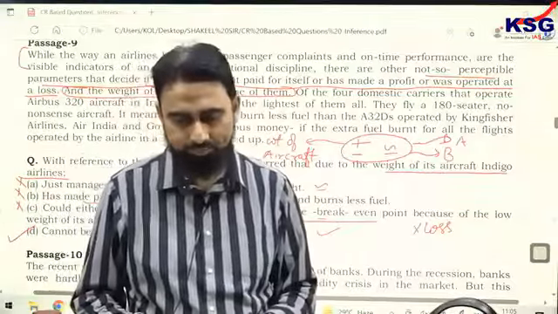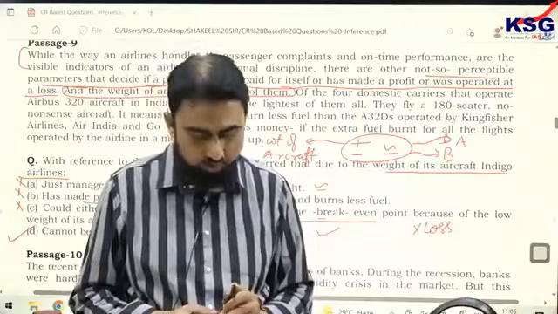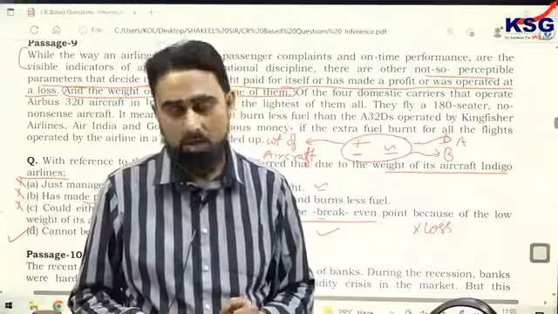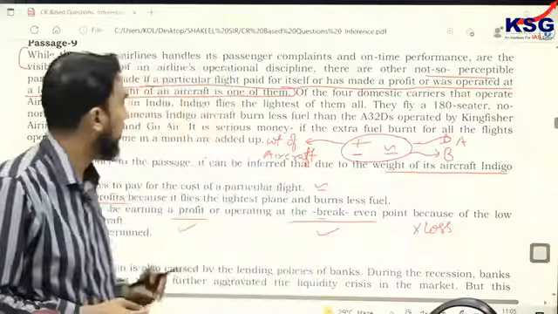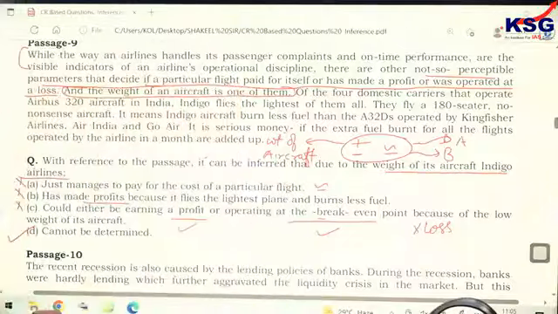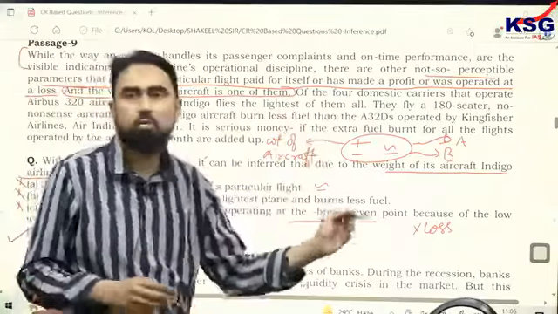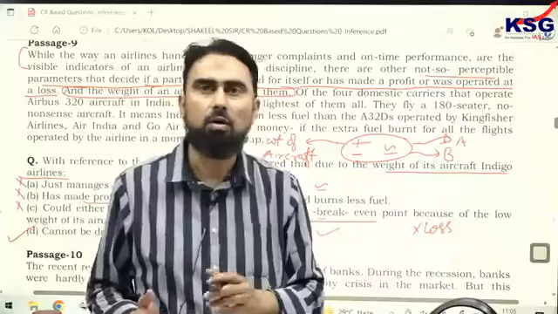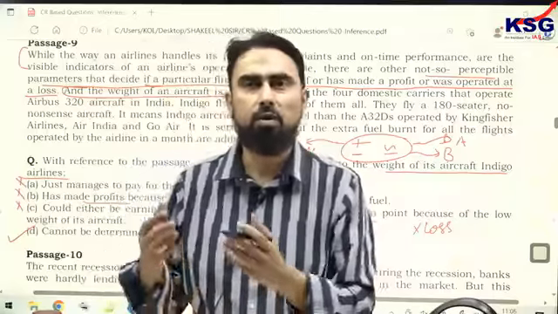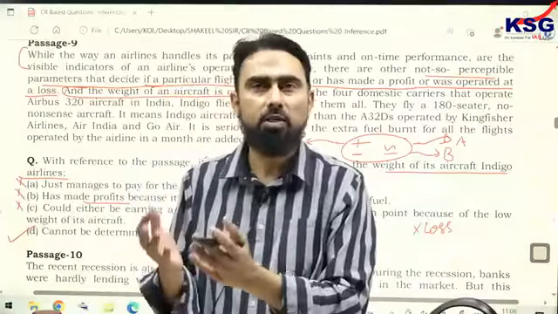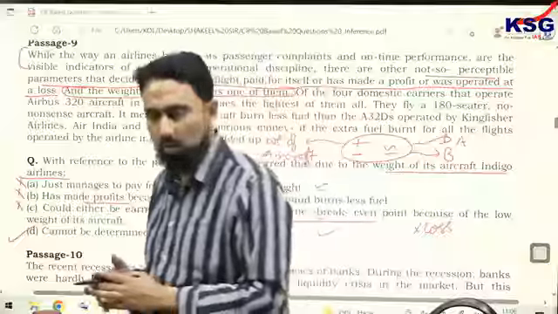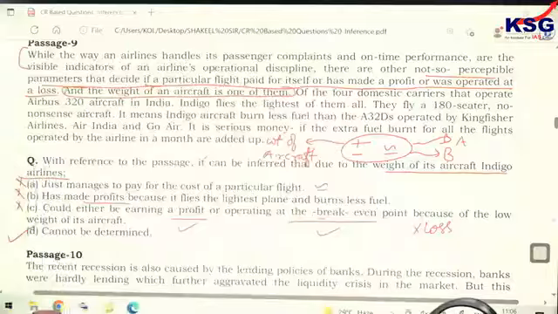Raise hands. It was a very good question of a complex inference, if you notice the argument. Otherwise, if you go after this line, weight of aircraft is one of them, then the author tells you that Indigo flies the lightest aircraft, and how it saves money because less fuel is spent. So all this detailing is given there.